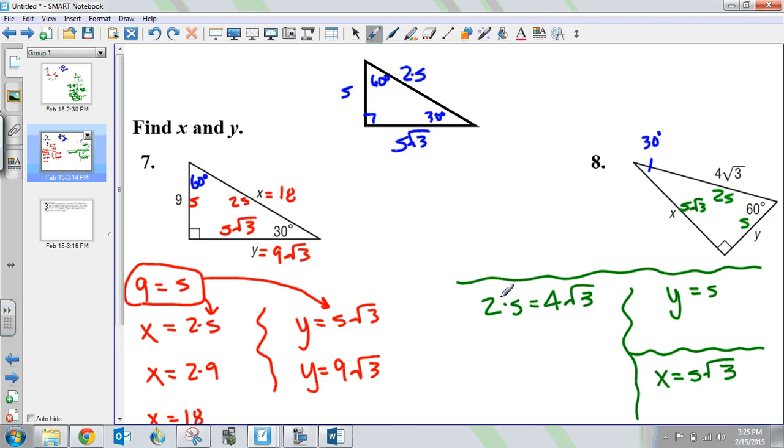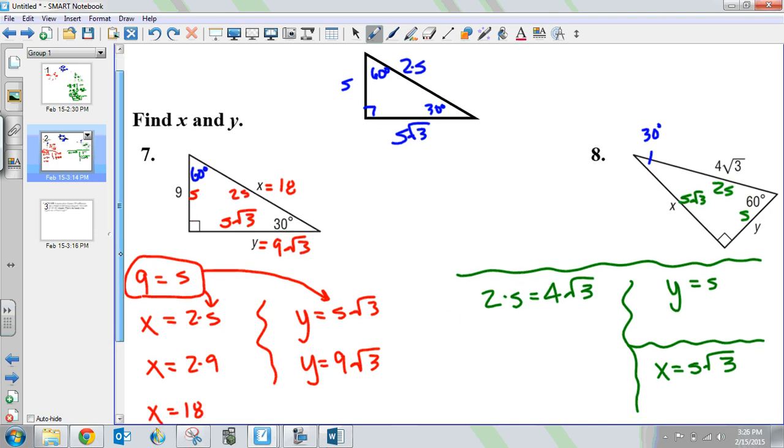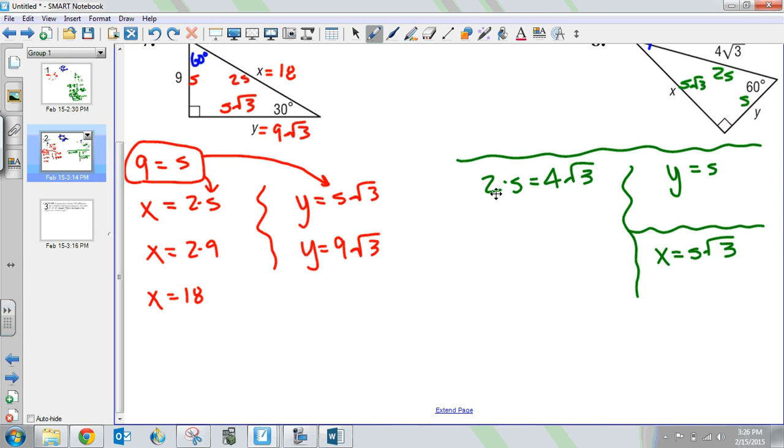So once again, if I can solve for S, then I can plug it in here and find out what X is. So what I'm going to do here is solve for S. And in order to solve for S, I'd want to divide both sides by 2. So then S is going to equal 4 times the square root of 3 all over 2. Now the interesting thing here is that 4 and 2 can divide out. 4 over 2 is 2 over 1. So I end up getting that S is equal to 2 times the square root of 3.